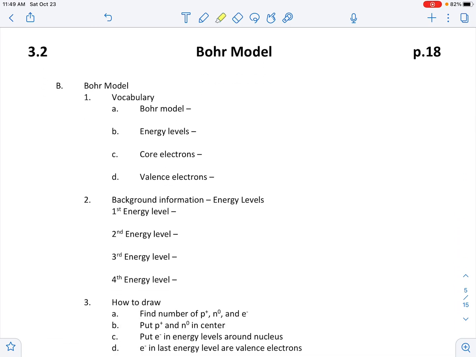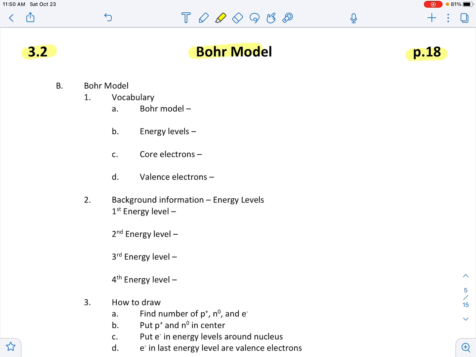Okay, so today's topic is the Bohr Model 3.2, page 18. We're continuing our talk kind of on the atom. We're going to learn one more model of the atom. We've learned our electron configurations in the last unit, and this unit we're going to go a little deeper, kind of map the elements out a little better, or the atoms. So we're going to jump right in with our Bohr model.